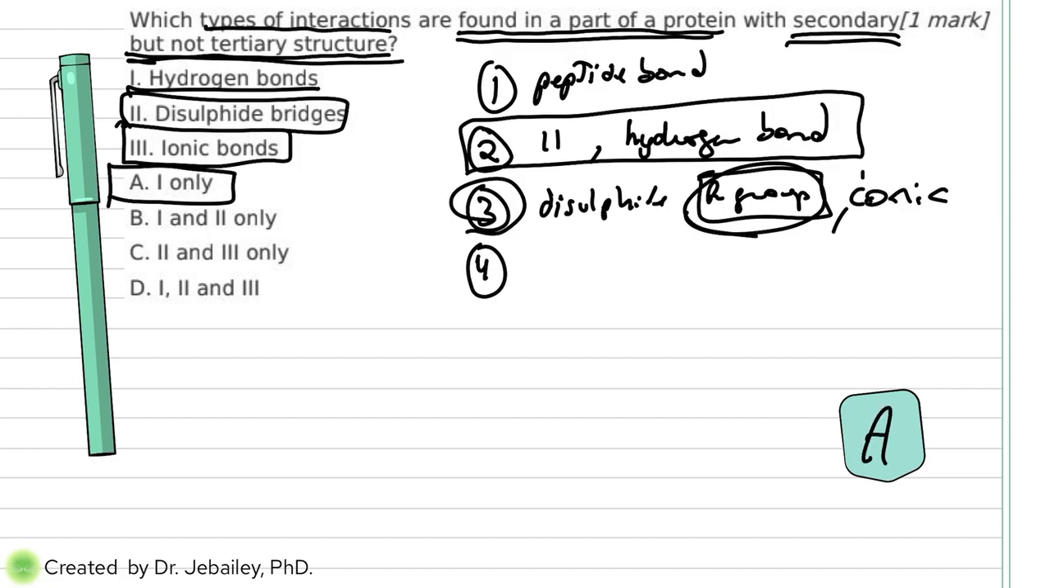So it's very important that you know the 4 levels of the protein, because that's a very common question when it comes to topic 7.